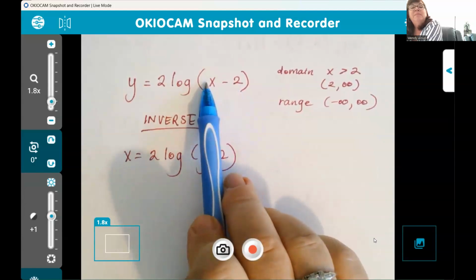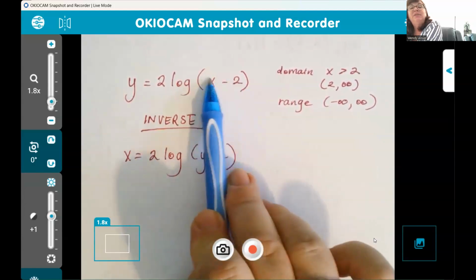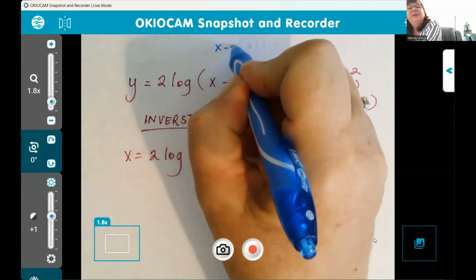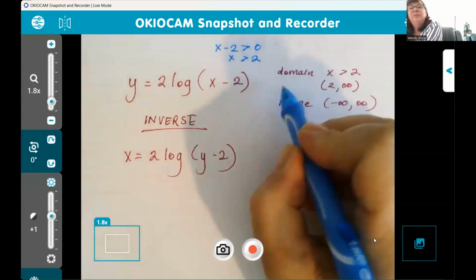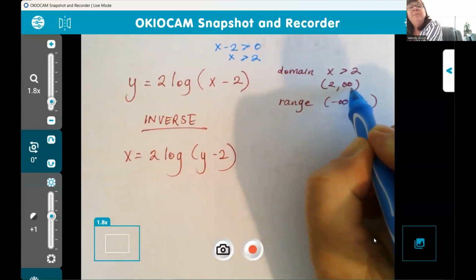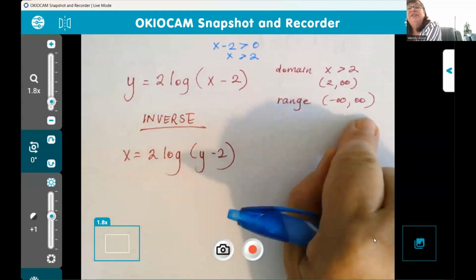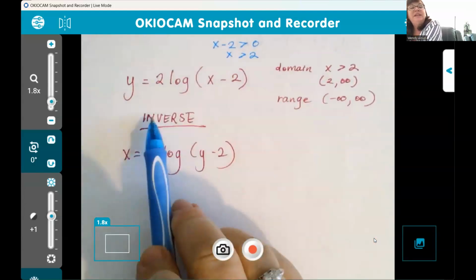All right, so remember that the domain for the log, this thing has to be greater than 0. Okay, so x minus 2 has to be greater than 0. So x has to be greater than 2. Our domain is x greater than 2 or 2 to infinity. But the range for all these log functions is negative infinity to infinity. Okay. Then we need to find the inverse.